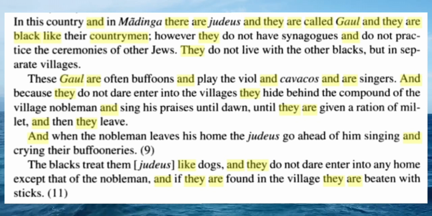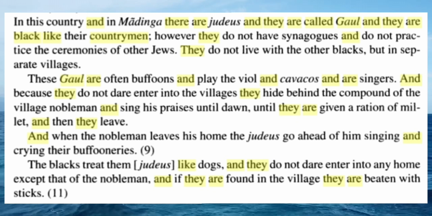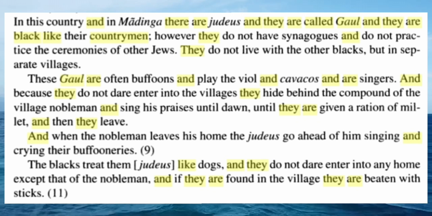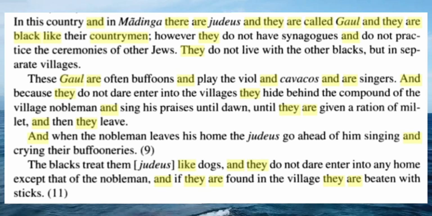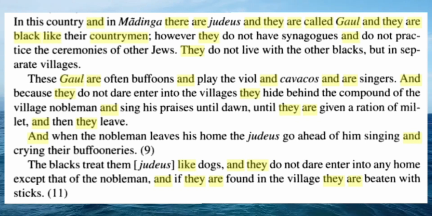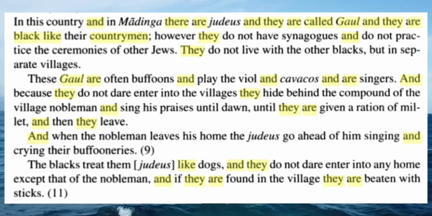And because they do not dare enter into the village, they hide behind the compound of the village nobles and sing his praises until dawn. And they are given a ration of millet, and then they leave. And when the nobleman leaves his home, the Judeans go ahead of him, singing and crying their buffooneries. The blacks treat them, Judeans, like dogs, and they do not dare enter into any home except that of the nobleman. And if they are found in the village, they are beaten with sticks.